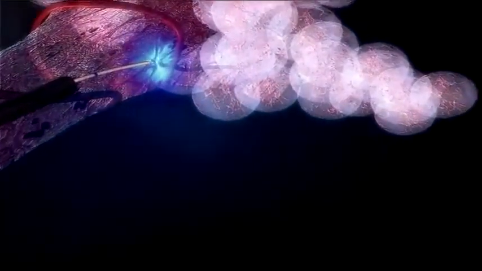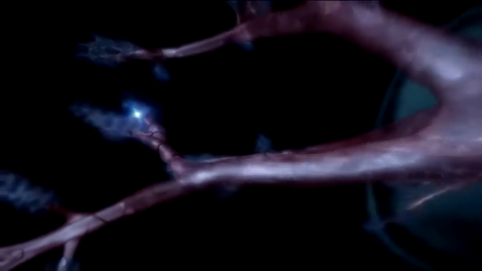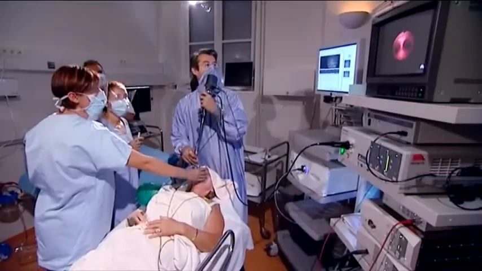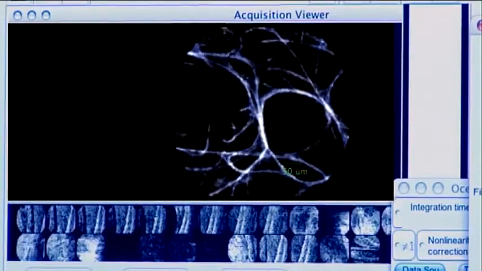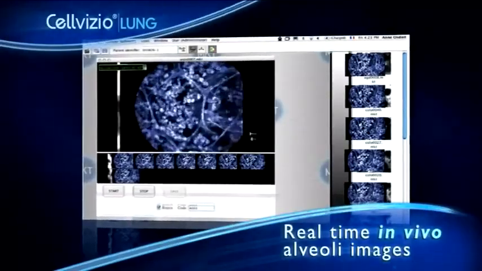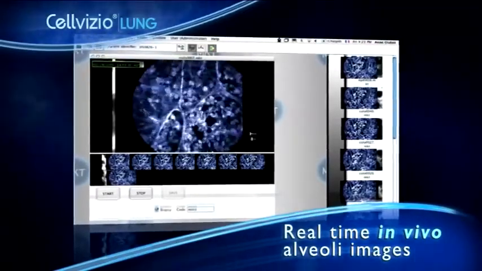Cellvizio Lung takes advantage of the naturally occurring fluorescence of the lung, revealed by the blue laser. The light re-emitted by the scanned area is collected by the confocal mini probe and guided back to the LSU. With its proprietary software and image processing algorithm, it produces real-time microscopic video images of alveoli that are viewed on screen and recordable.